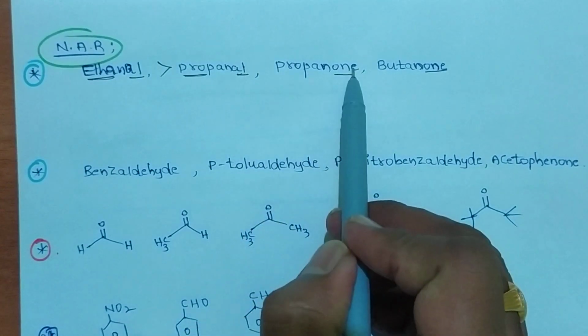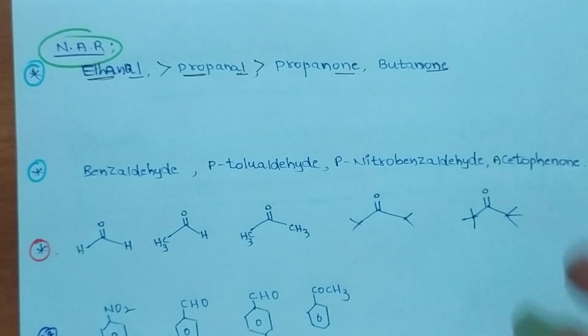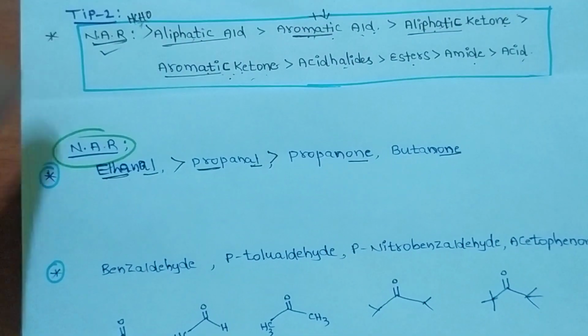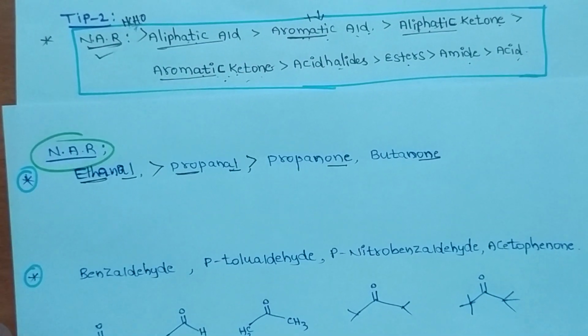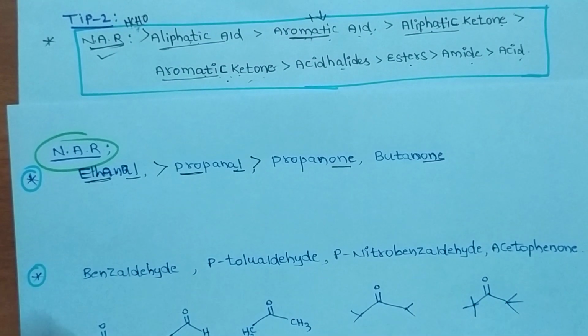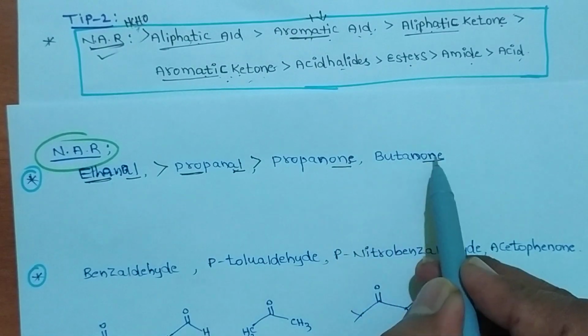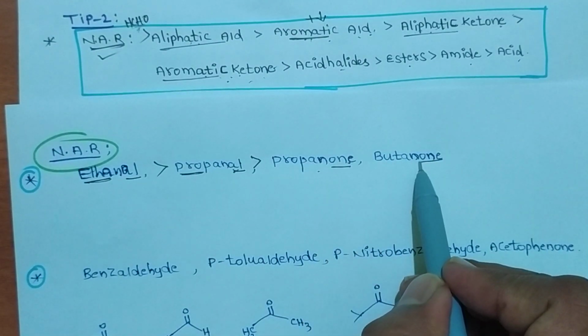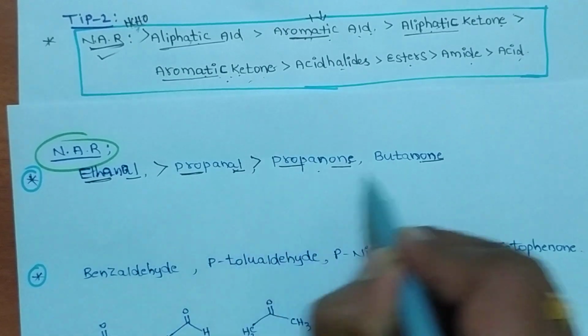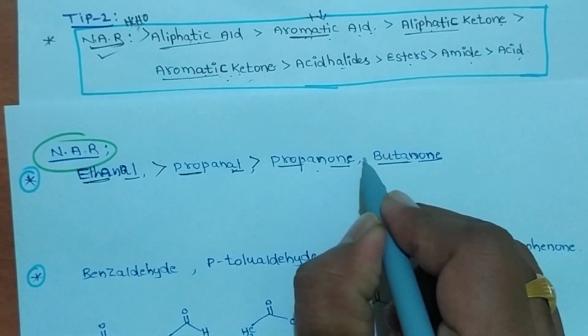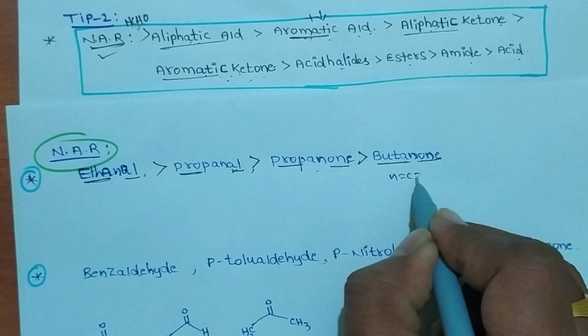Next, aldehyde and ketone. Aldehydes are more reactive than ketones. That is our trick, tip number 2, with which we can solve the questions. Next, this ketone is aliphatic and this is aliphatic. Here there are 3 carbons and here there are 4 carbons. The number and size of the alkyl groups increases, so nucleophilic addition reactions will be less.